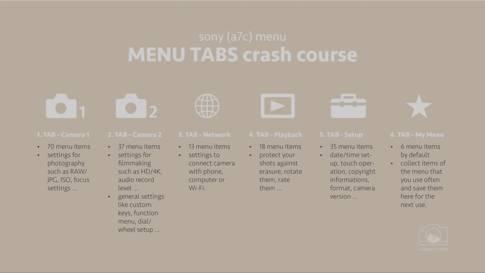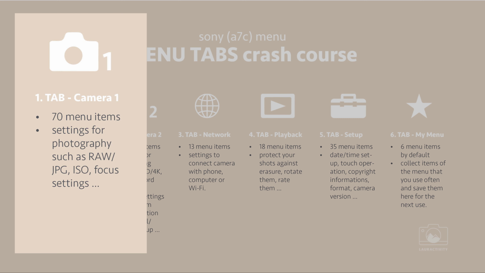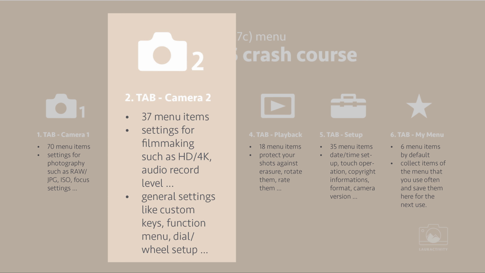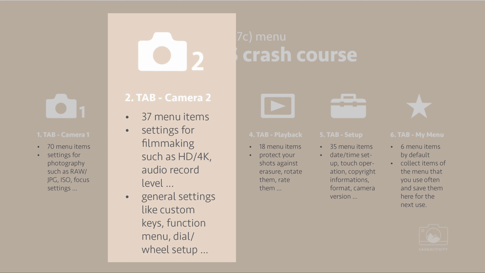Alright, so now let's have a closer look at the overview you just screenshotted together. Okay, so the first camera tab contains settings for photography, such as RAW/JPEG, ISO, focus settings, and so on. In the second tab, the Camera 2 tab, we have settings for filmmaking, such as HD/4K, audio record levels, and also general settings like the custom keys, or how I call them, the custom buttons, the function menu, the dial wheel setup, and more.